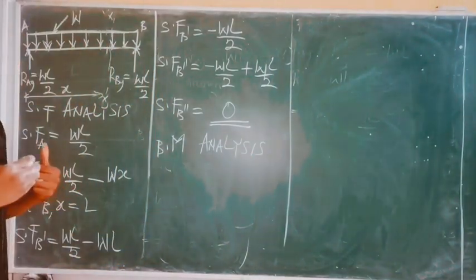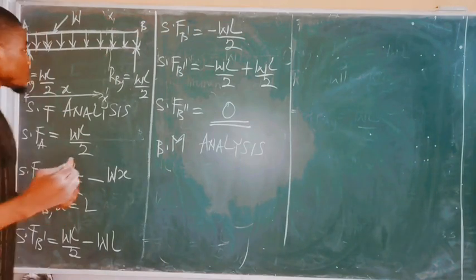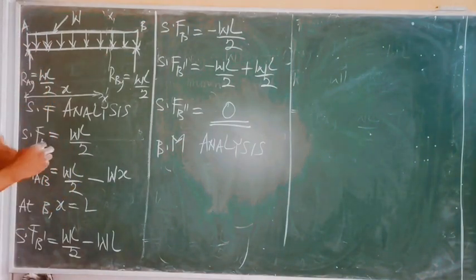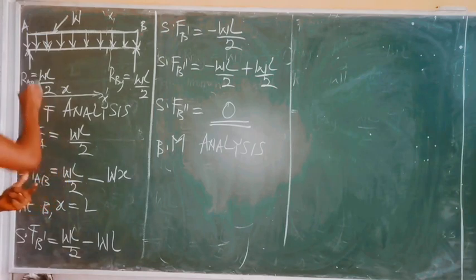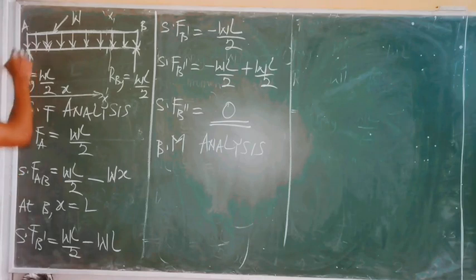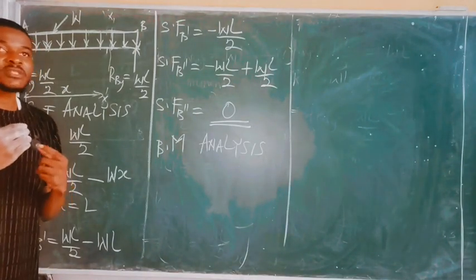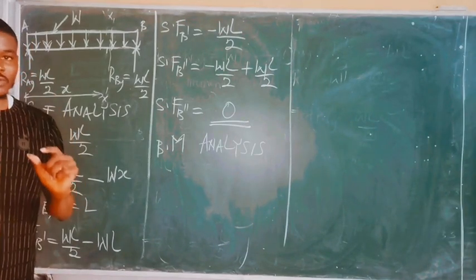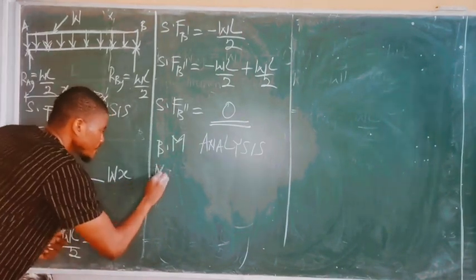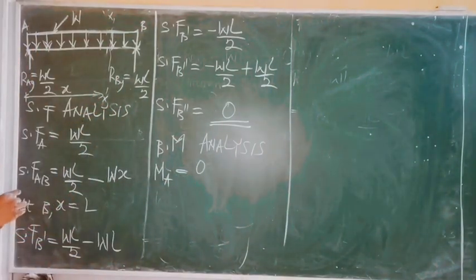Okay, so as always, the moment of force about every point is 0. So the moment of this force about point A: I said moment is force times distance. If I'm considering point A, there's no distance between WL over 2, which is the force at point A, and this point A. So the distance is 0 because this force is directly at point A. So the moment of this force becomes WL over 2 times 0. That is why the moment about a point of a force acting at that point is always 0. So the moment at point A is equal to 0. So you have this. Okay.